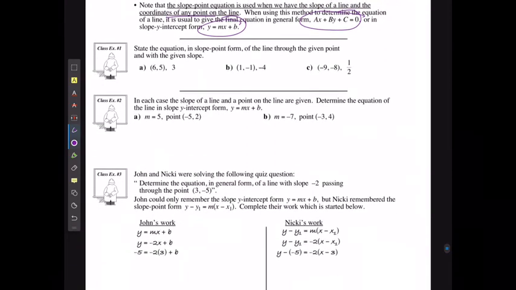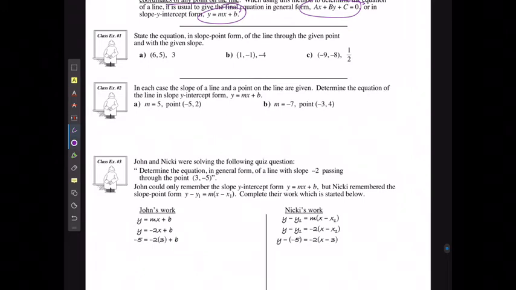All right, for example 1, state the equation in slope point form of the line through the given point with the given slope. So the first thing I'm going to do is state y minus whatever y1 is equal to m times x minus whatever x1 is. I'm going to drop the numbers in where they go. So here's my x, here's my y, and there's my m. So it's going to be y minus 5 is equal to 3 times x minus 6.